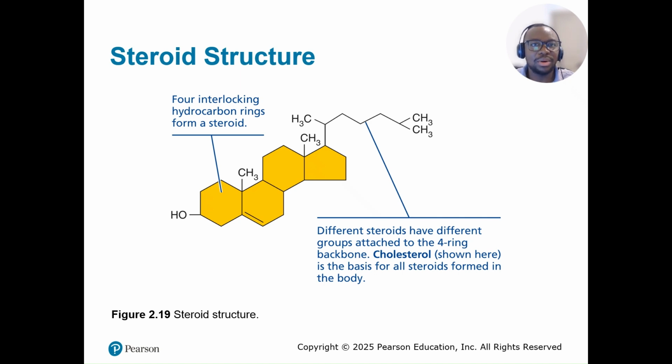Next, we look at steroids. Steroids consist of 4 interlocking ring structures. Different steroids have different groups attached to the 4-ring backbone. Cholesterol is the most important steroid. It is made by the liver and also found in animal products such as cheese, eggs, and meat. Cholesterol is a starting material for synthesis of vitamin D, steroid hormones, and bile salts. It is also important in plasma membrane structure.